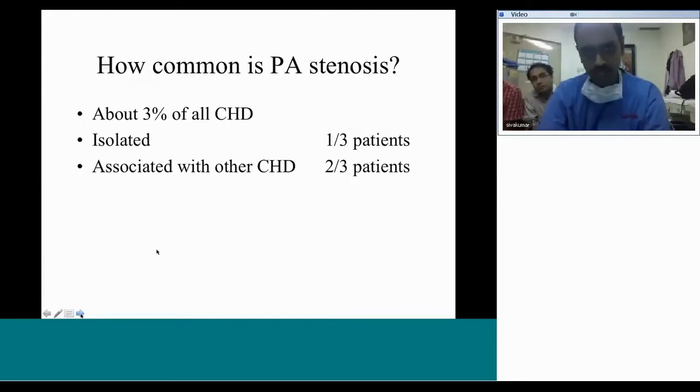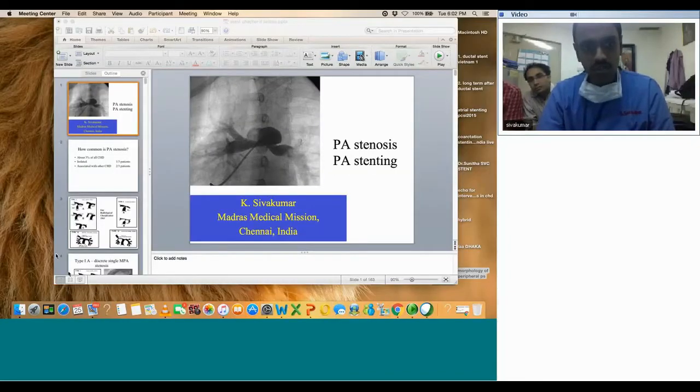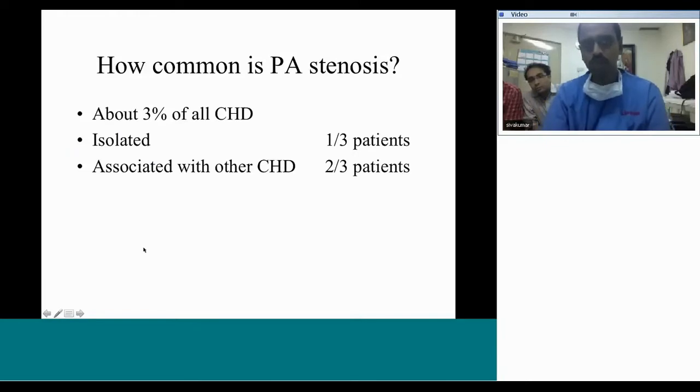How common is pulmonary artery stenosis? About 3% of all congenital heart disease have pulmonary artery stenosis. The reason we want to know is, for example, last time we saw coarctation, which contributes to about 5% of all congenital heart disease. Similarly, PA stenosis contributes about 3%. It will be isolated PA stenosis alone in about 1/3 of the patients and associated with other forms of congenital heart disease in about 2/3 of the patients.